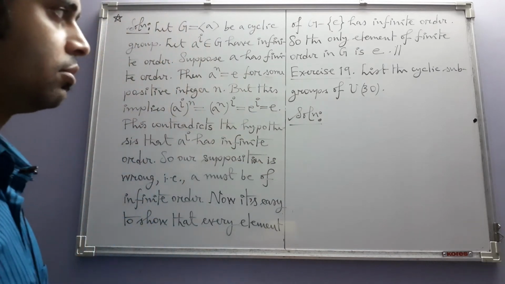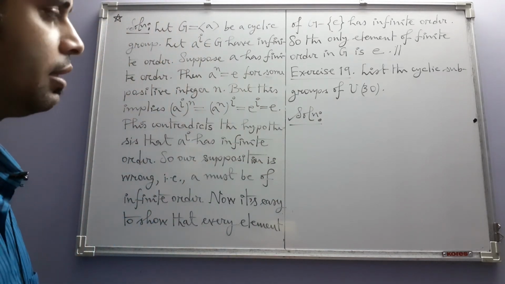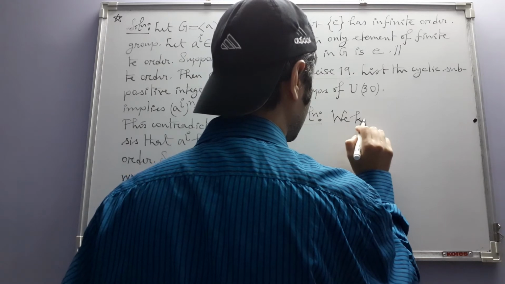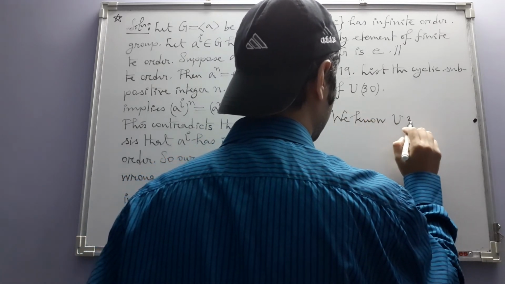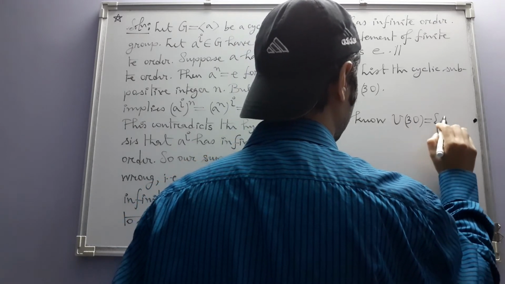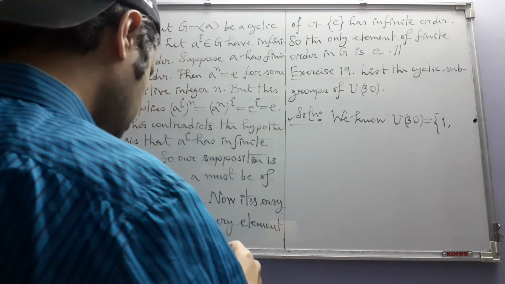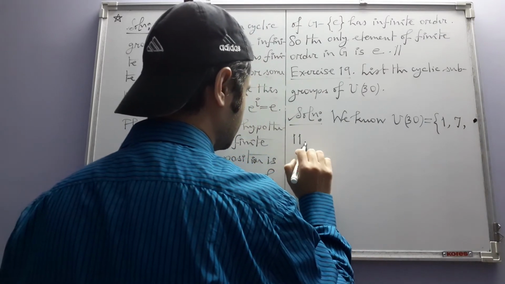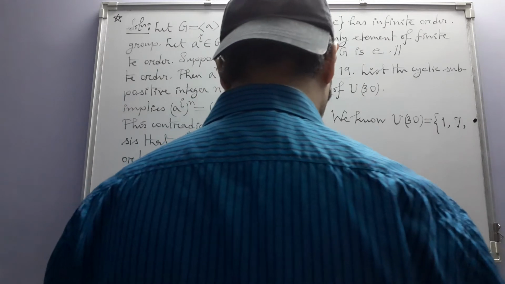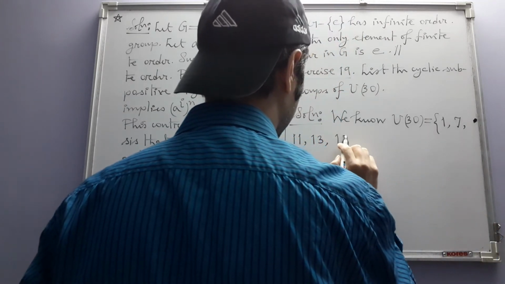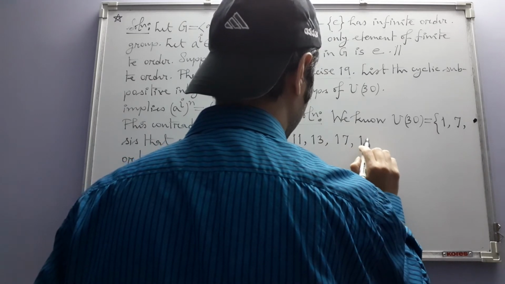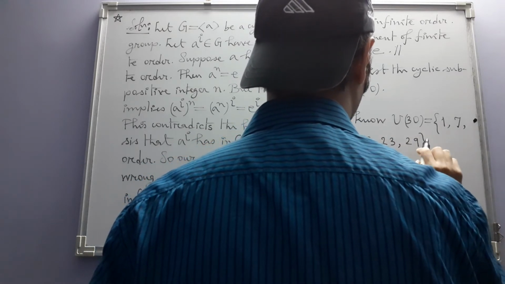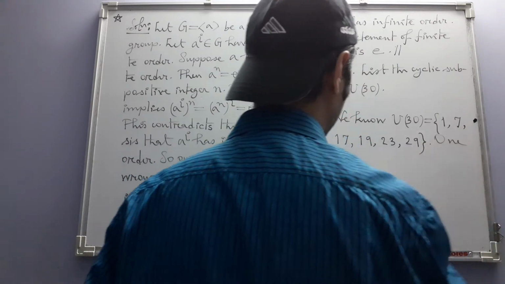U30 consists of those positive integers that are less than 30 and relatively prime to 30. We know that the elements in U30 are these. So we have to avoid even integers, and in fact we will get these elements: 1, 7, 11, 13, 17, 19, because 15 also cannot be taken, 3 is a common factor, 23, 29.